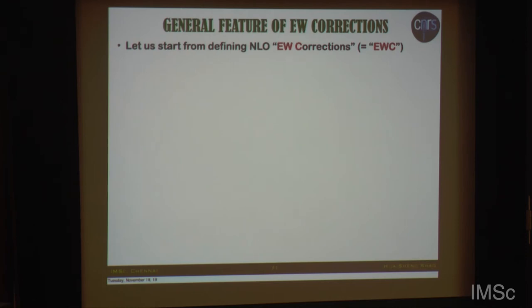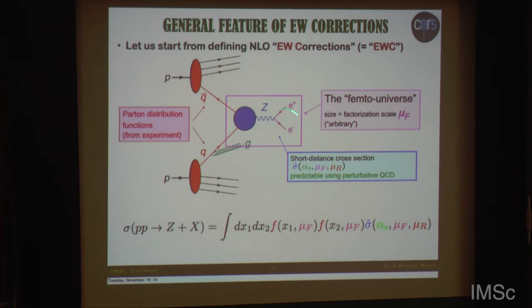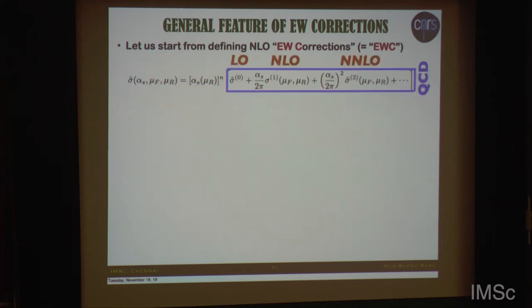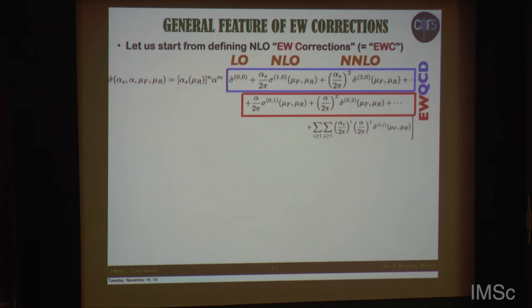So let's start from what electroweak corrections are. It seems very simple, right? We saw this in yesterday's lecture. It's just the expansion of the partonic cross-section. Previously you had the QCD alpha_s expansion, leading order, next-to-leading order, and actually you could just do an alpha expansion, right?